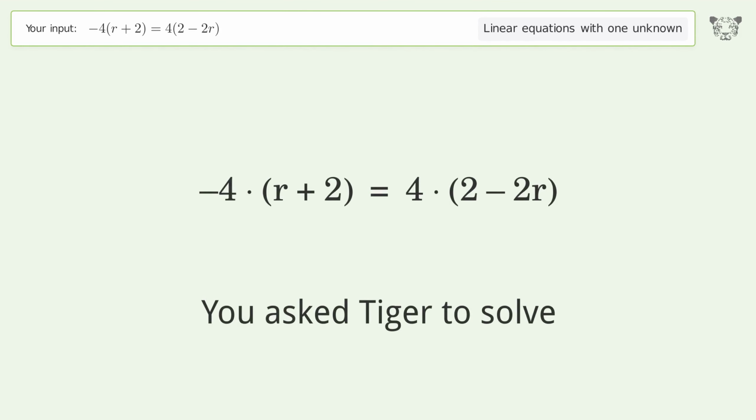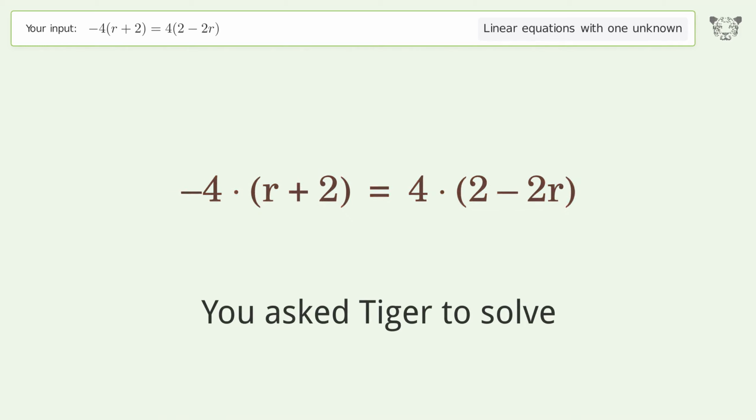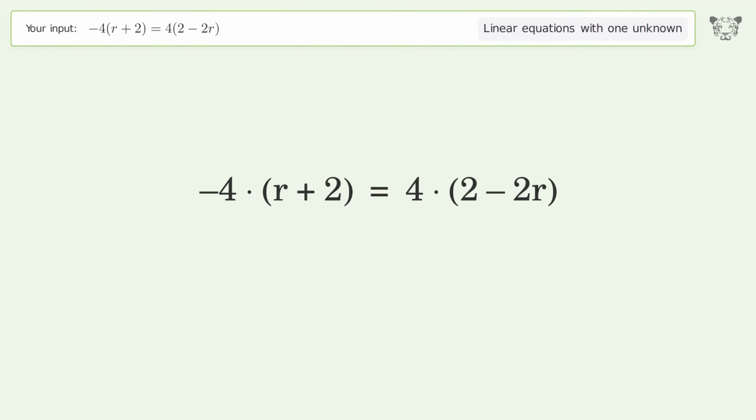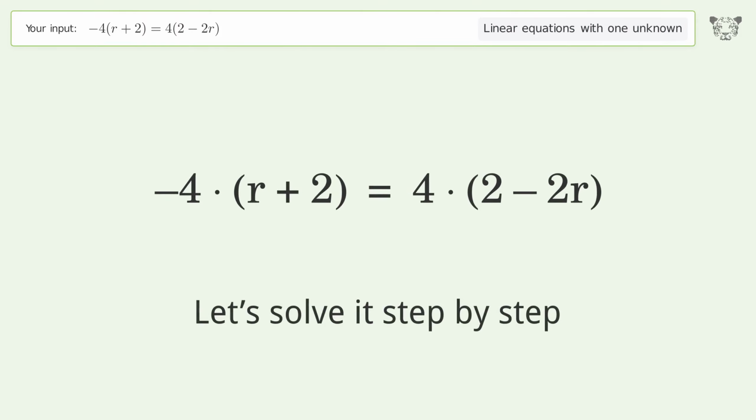You ask Tiger to solve. This deals with linear equations with one unknown. The final result is r=4. Let's solve it step by step.